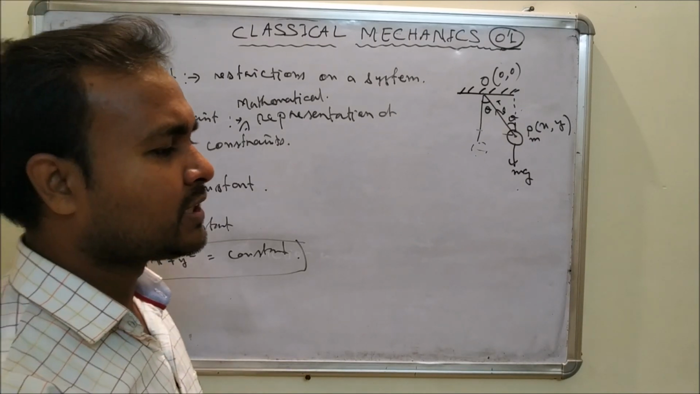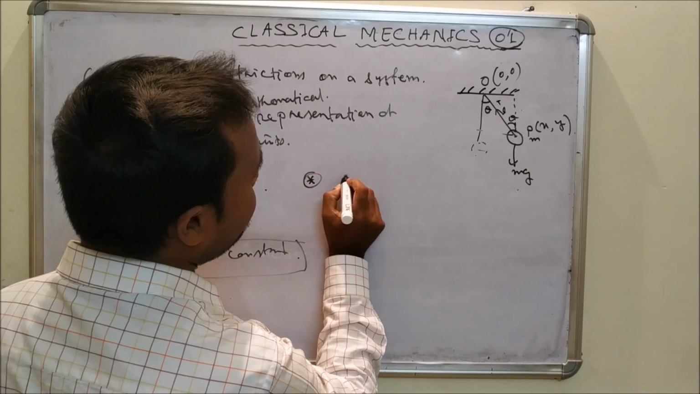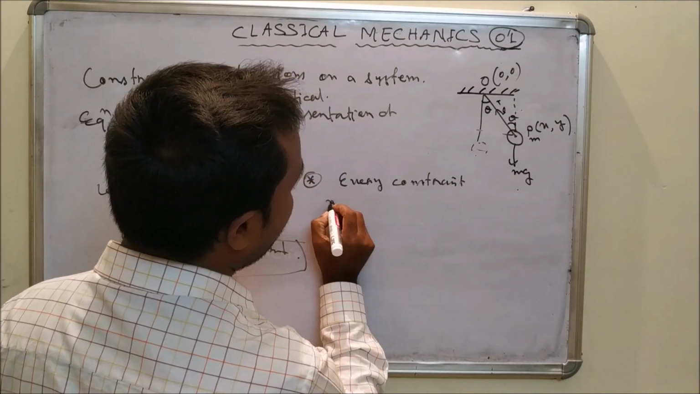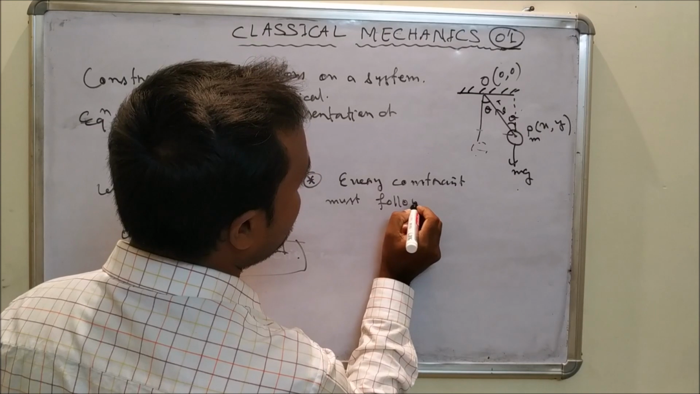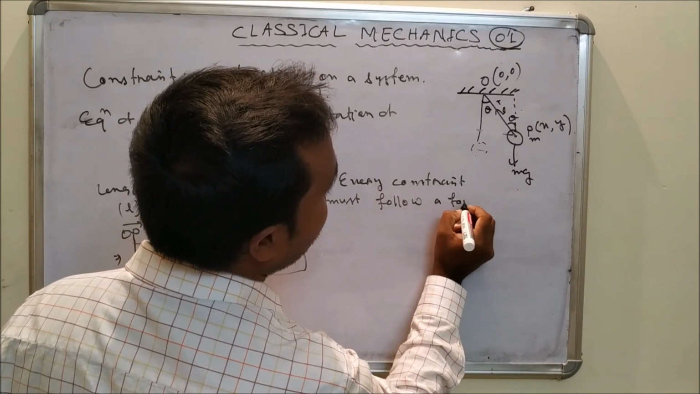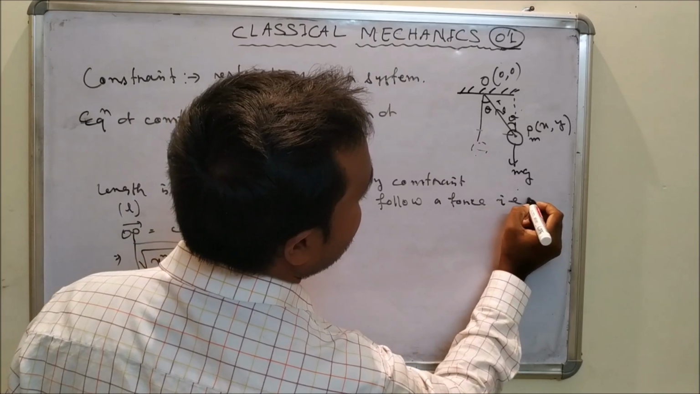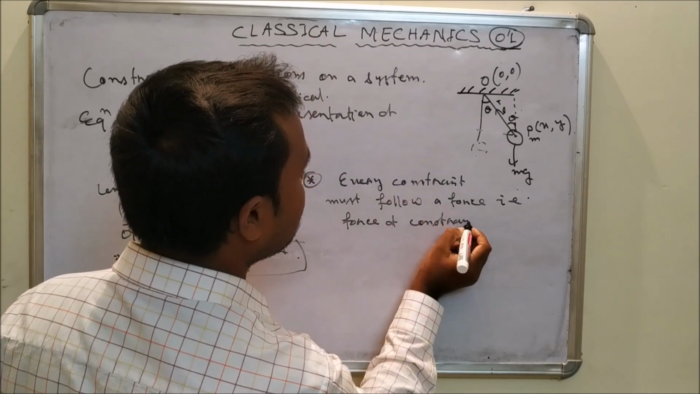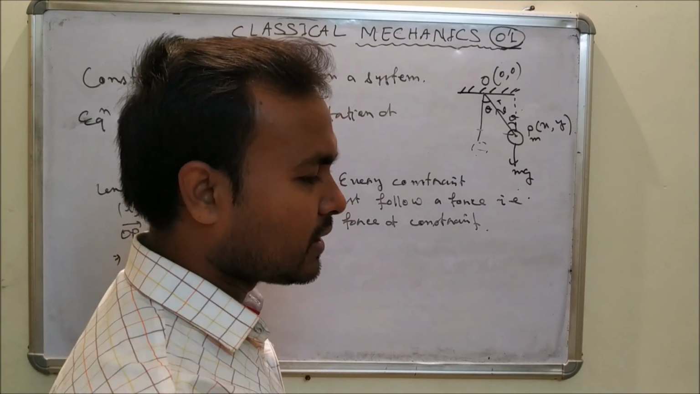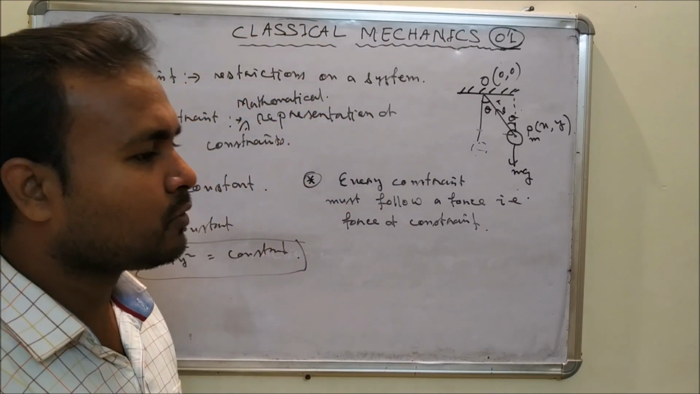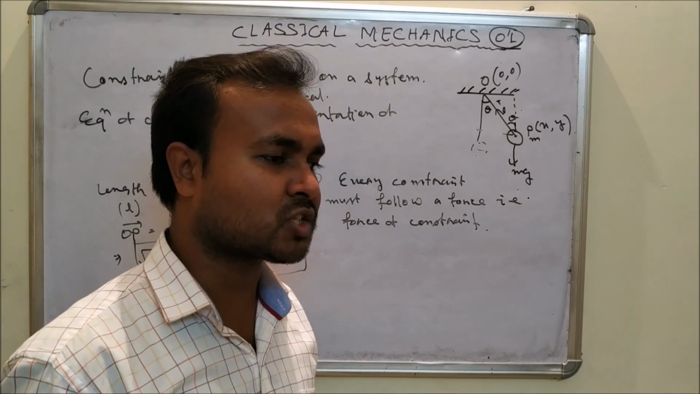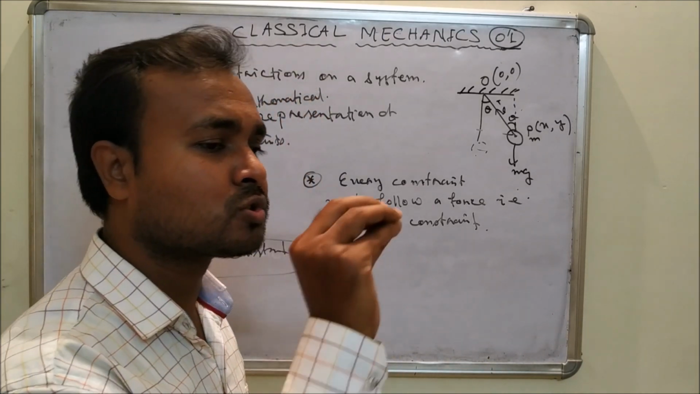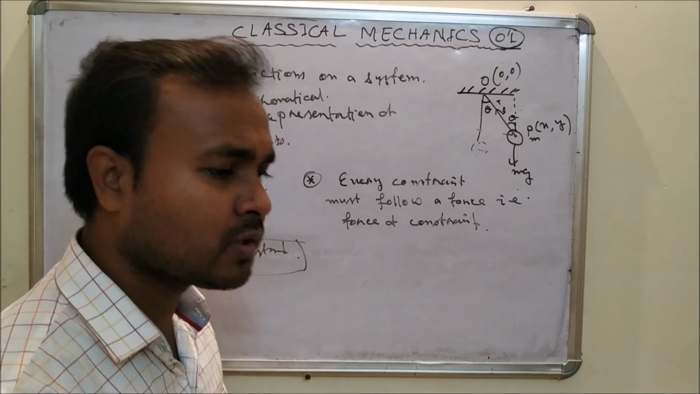Now tell me one thing, and another thing: every constraint must follow a force, that is called force of constraint. In our life, suppose you want to go somewhere, and you are not allowed to go in some particular direction, that must be imposed by someone. That is the source. Those sources of constraint are there in our physical life.